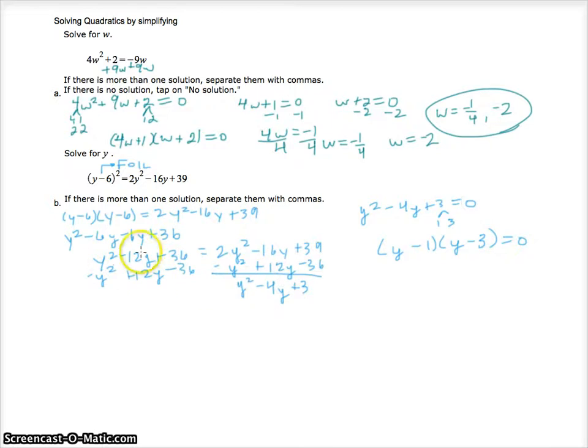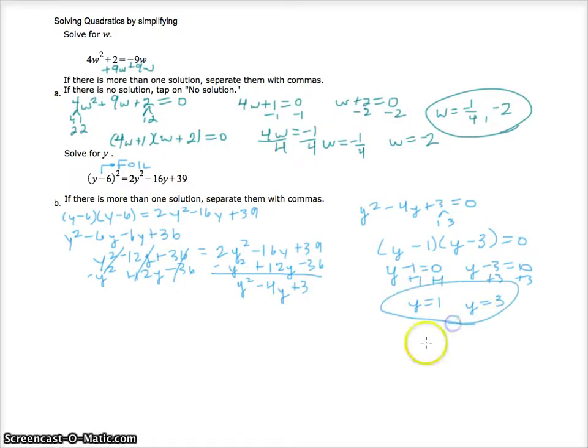It equals 0 because I canceled this one out. These are gone, so they equal 0. So now I can say y minus 1 equals 0, and y minus 3 equals 0. I'm going to add 1 to both sides, and y equals 1, add 3 to both sides, and y equals 3. And those are my solutions.